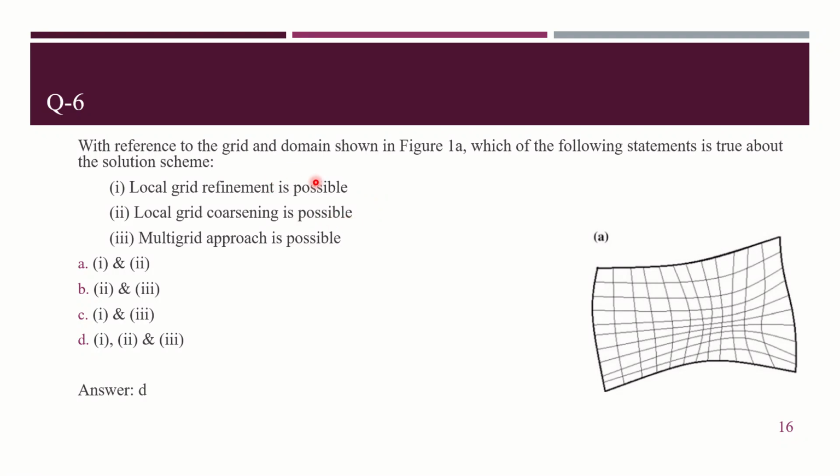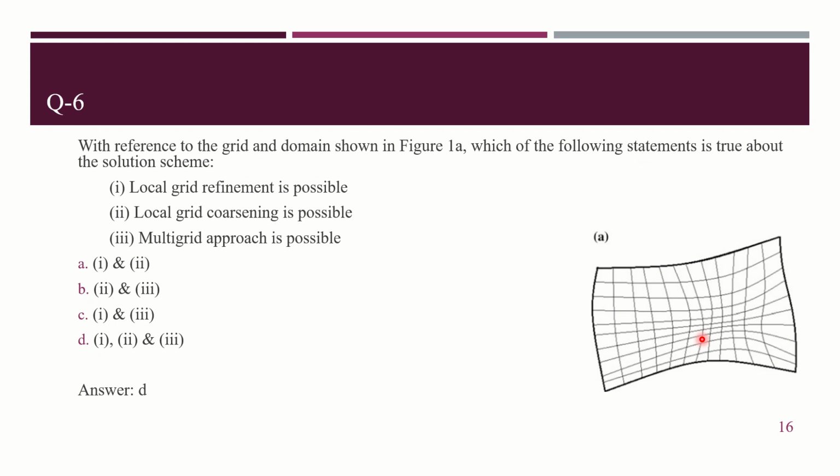First one, local grid refinement is possible. So locally we can refine it somehow because it is already like local grid refinement is there. Further refinement is also feasible at times. So one is true. Second one, local grid coarsening is possible. So if refinement is there, we can coarsen the grids as well. That might or might not lead to our solution is the next issue, but local grid refinement and local grid coarsening is possible.